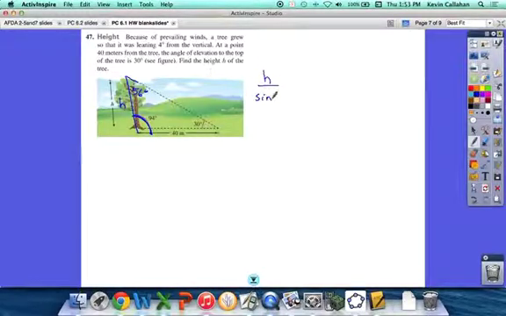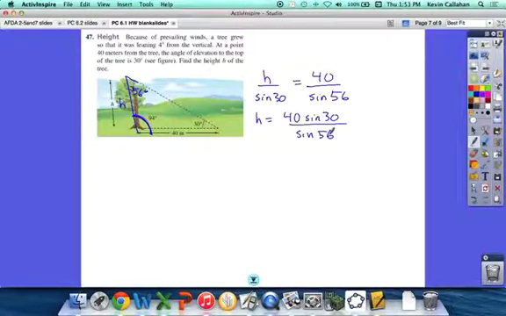H over the sine of 30 equals 40 over the sine of 56. So h equals 40 sine 30 divided by the sine of 56. Number crunch that. 24.1, and it looks like we are talking about meters. 24.1, it's about 3 feet per meter. That's a pretty tall tree.